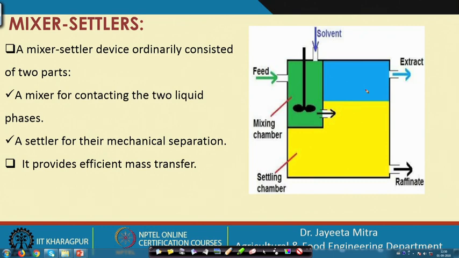Now, there are certain systems where the mixer and settler are separate chambers. In one chamber there will be a mixer and then it is moved on to a cylindrical kind of chamber which is used for the settling. But in this mixer settler it is a combined system, where both operations, mixing and settling or separation, take place. Okay, so, mixer for contacting the two liquid phases and settler for their mechanical separation, it provides efficient mass transfer.